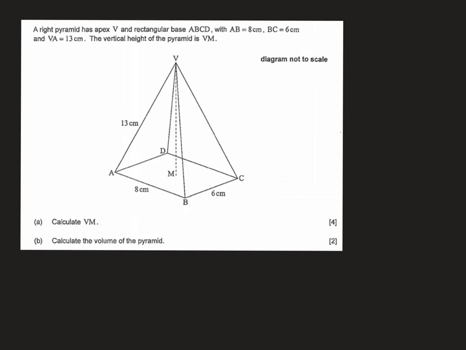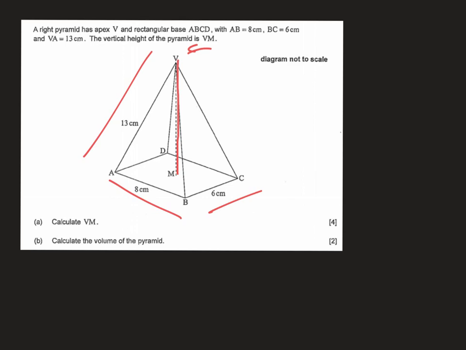In question 4, we've got a right pyramid which has a vertex or tip V and a rectangular base ABCD with AB 8 centimeters, BC 6 centimeters, and VA 13 centimeters. And we're told that the vertical height of the pyramid is VM here, and that is what we are asked to find in part A.